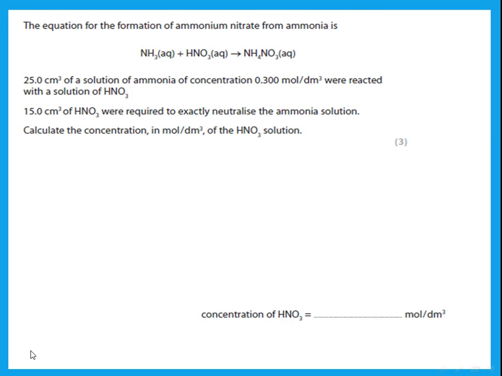Okay. Equation for formation of ammonium nitrate from ammonia is this, and he gives me information about nitric acid and about ammonia, and he's telling me calculate the concentration of nitric acid. So what is the information he gives me? He says 25 centimeter cubed of ammonia, of concentration this. So for ammonia, he gives me volume and concentration, so I can get number of moles of ammonia. Then he's asking about nitric, so I relate this from the equation.